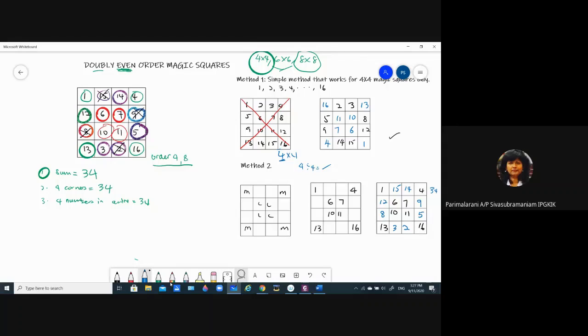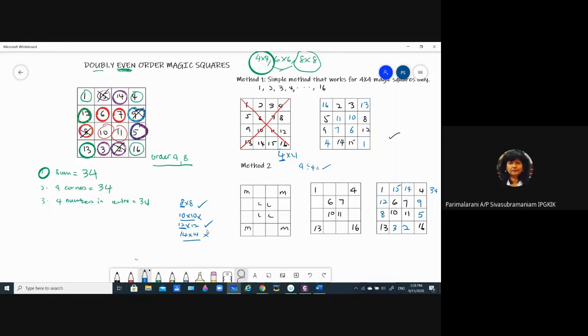So if you have an order 8 by 8, 8 can divide by 4, so this is doubly even. If you have 10 by 10, it is an even order magic square, but it is not doubly even because 10 cannot divide by 4 evenly. 12 by 12, 12 can divide by 4 evenly. Therefore, this is doubly even. 14 cannot divide by 4 evenly, so this is even, but it's not doubly even. Okay, thank you, madam.